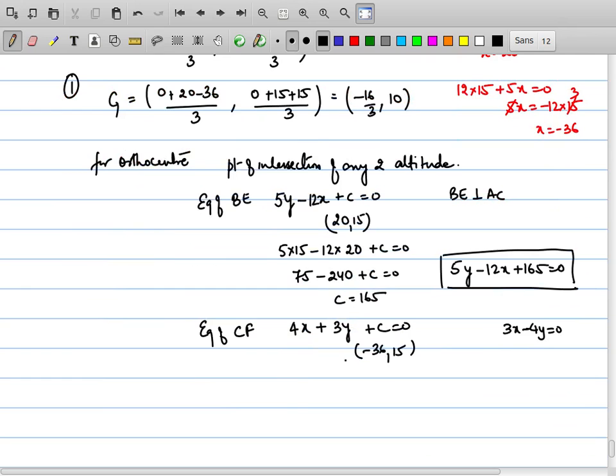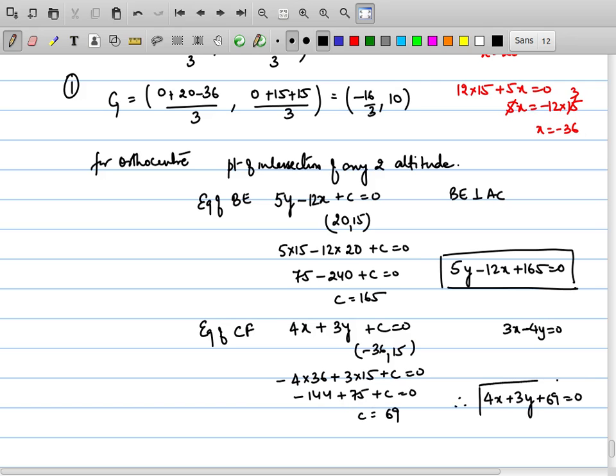Therefore this point will satisfy this equation. So 4 into 36 plus 3 into 15 plus C is 0. Therefore what do you get C as? This is minus 144 plus 75 plus C is 0. So C is equal to 144 minus 75, that is 69. Therefore the equation of CF is 4x plus 3y plus 69 is 0.